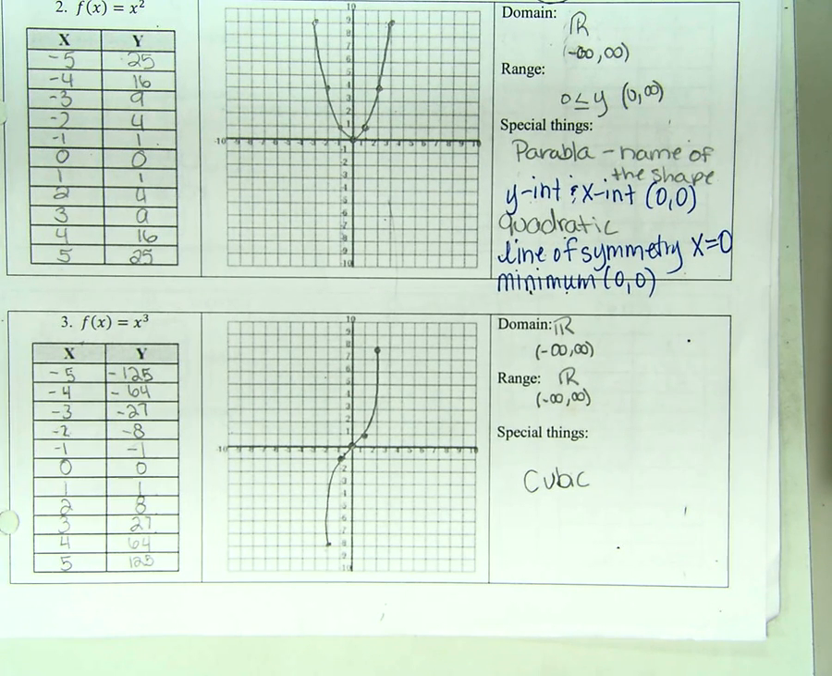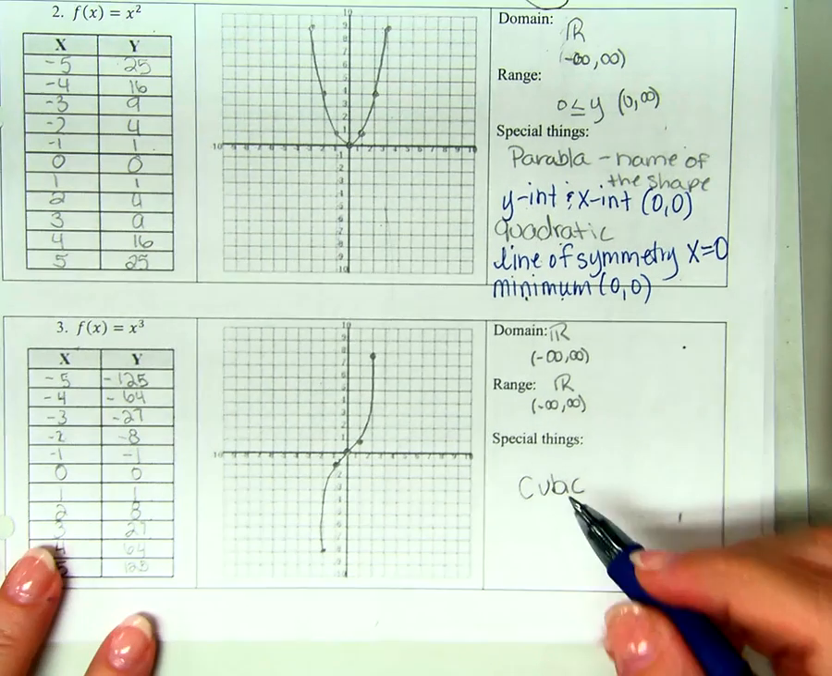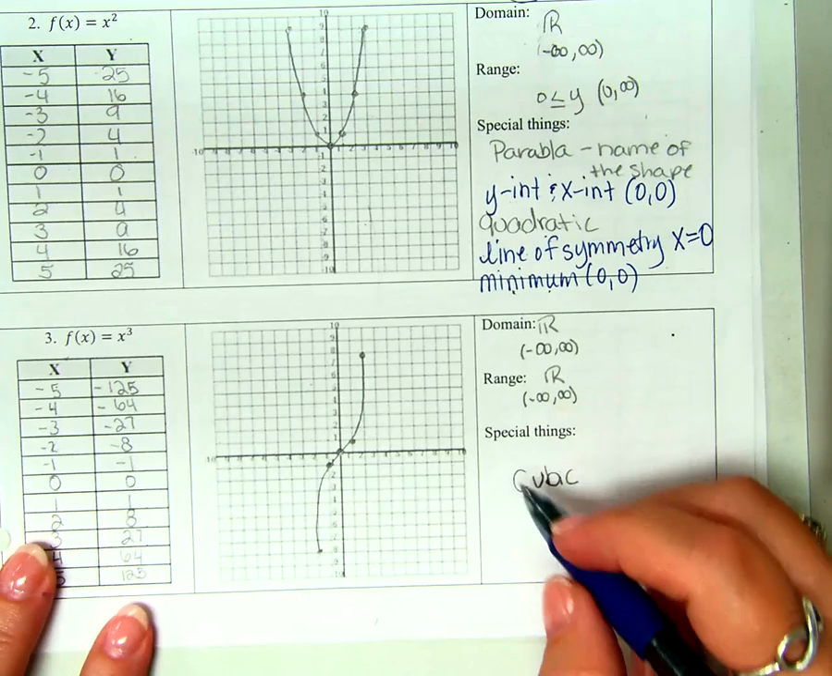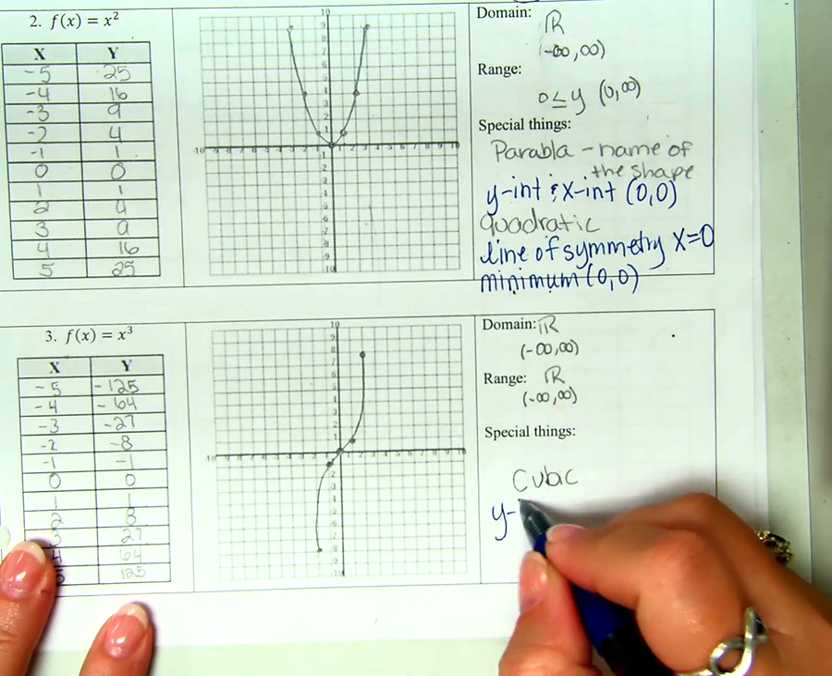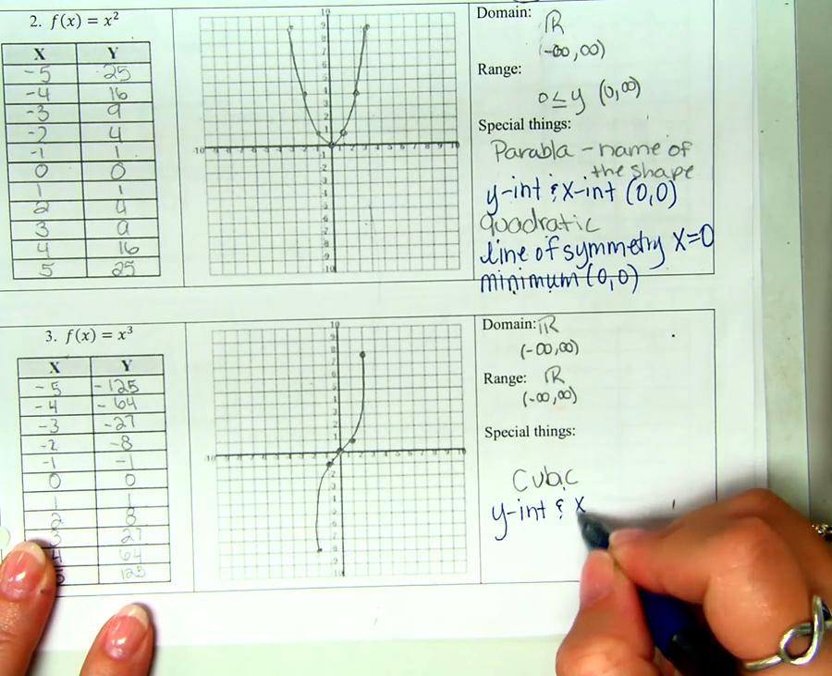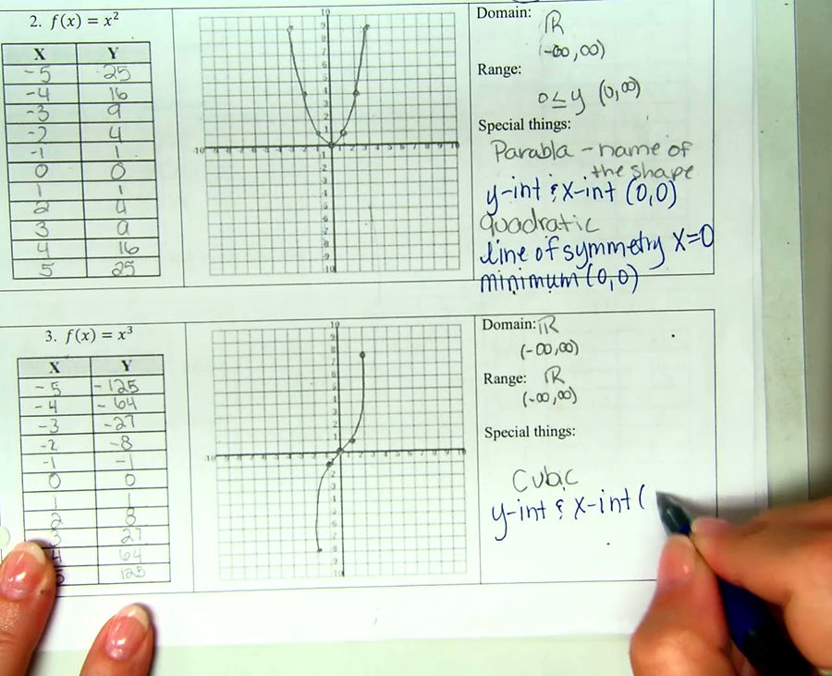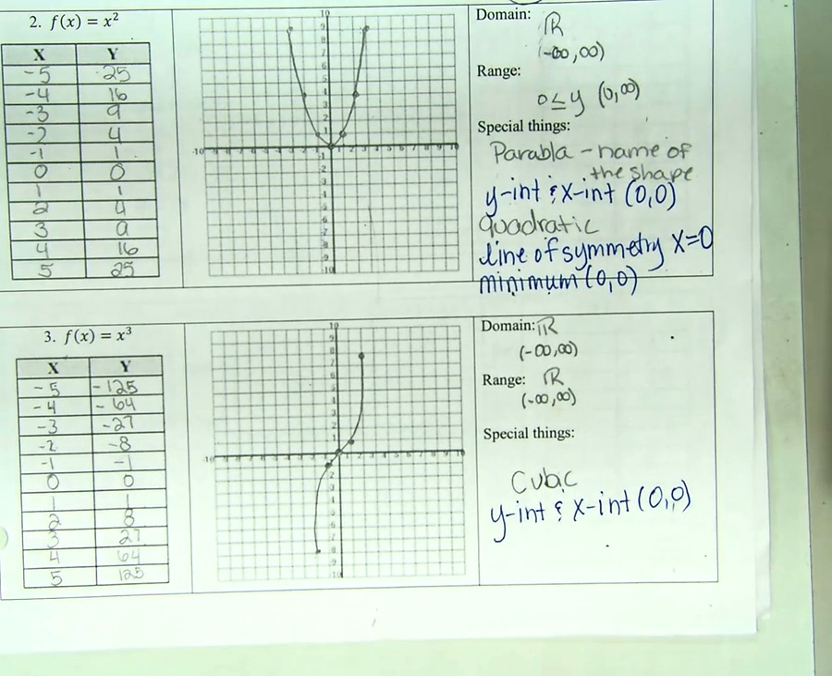So let's start down our list. Y-intercepts and x-intercepts. Does it have one of either? Where are they? Both of them? Okay. Y-intercept and x-intercept at 0, 0. Symmetry.